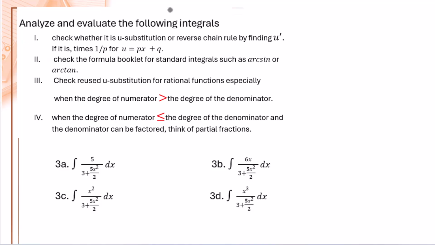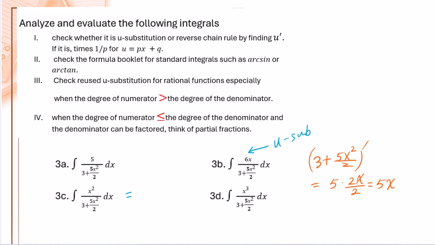Analyze and evaluate the integrals. Question 3. Let's check u prime. (3 plus 5x squared over 2)' equals 5 times 2x over 2, equals 5x. We can create 5x in 3b. So this is a u substitution.